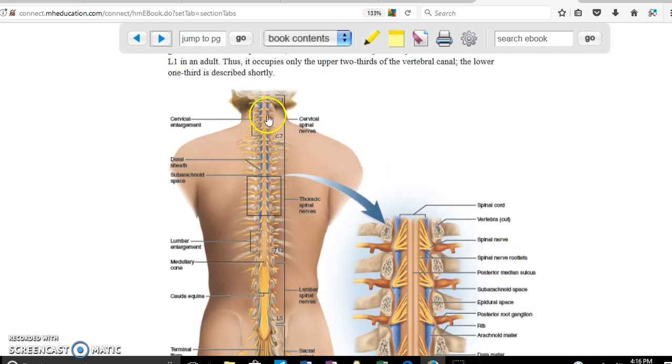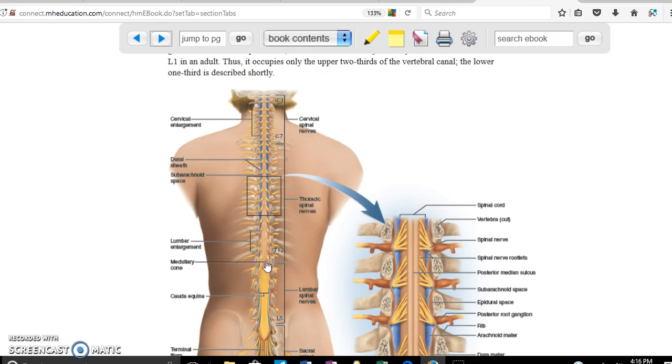The spinal cord is inside the vertebral column. As you can see here, this is your vertebral column. The vertebral column is composed of vertebrae, and inside the vertebrae you have the vertebral foramen, and inside the vertebral foramen you can see the spinal cord. The spinal cord starts at the base of the brain, comes out of the skull through the foramen magnum, and goes all the way down to the lumbar area approximately, where it's going to end.